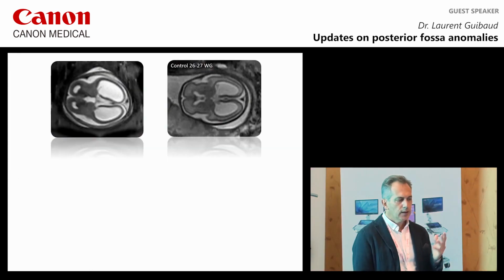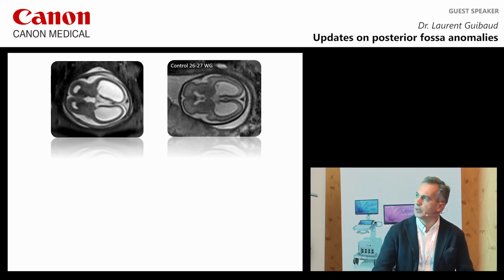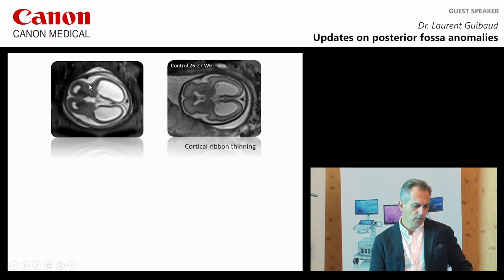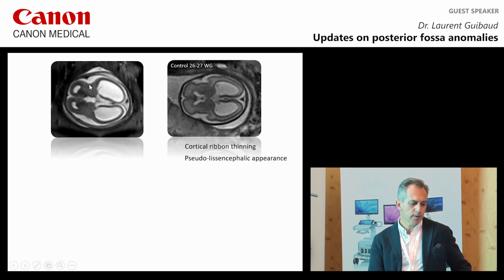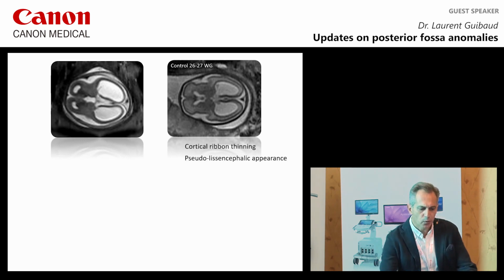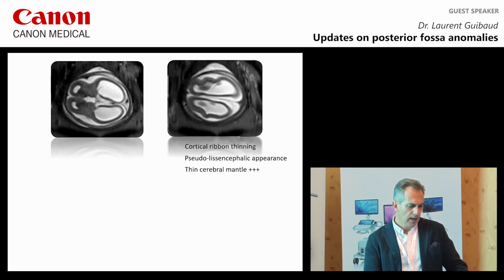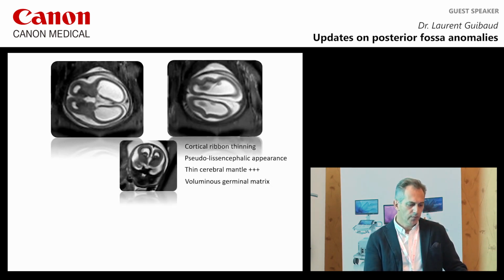Now, if you do MR, this is the MR, and this is the control. You can see here the cortex, which is well visible. Look at the cortex here. There is a cortical ribbon thinning. There is a pseudo-lissencephaly appearance, thin cerebral mantle, and also voluminous germinal matrix here and here, protruding in the frontal horn.